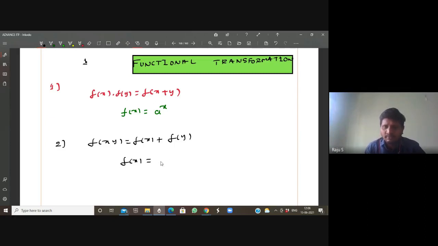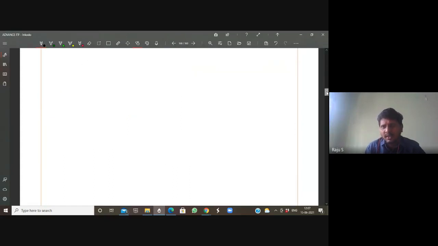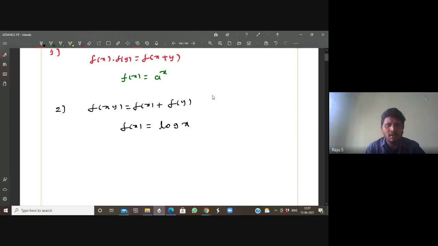Yes, we can say very easily, like if I take log x, see here, whether log x should satisfy this condition or not. Take log xy. Log ab formula, we write log a plus log b. Yes. So f of xy is equal to f of x plus f of y can be satisfied by f of x is equal to log x. Then third one.